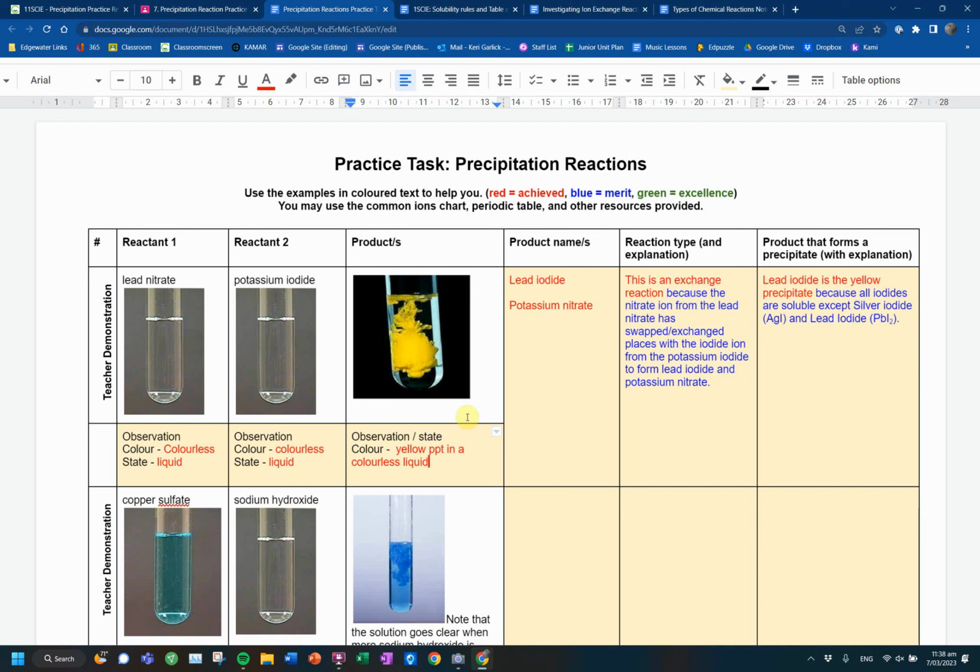Wait, so as soon as that thing leaves the bottle, it goes yellow? When the 2 solutions touch. What? Okay. When the 2 solutions touch, it will turn yellow.